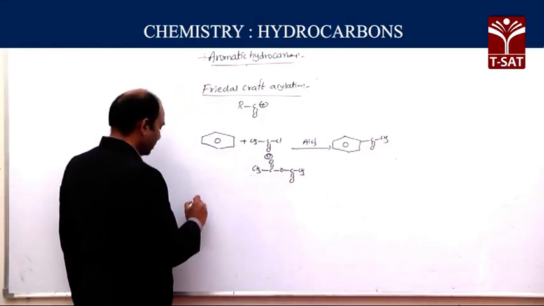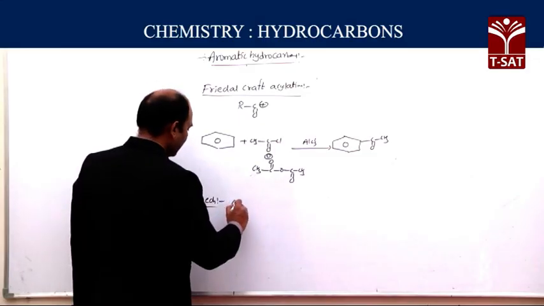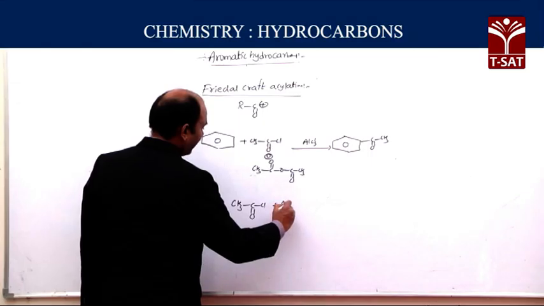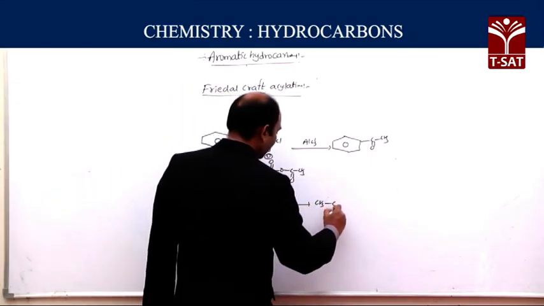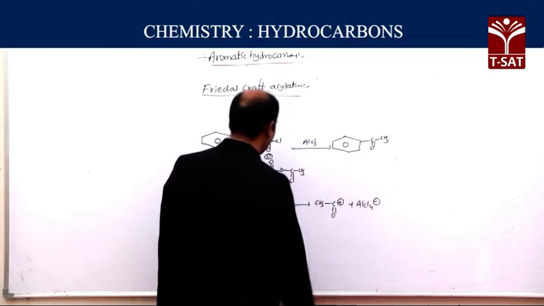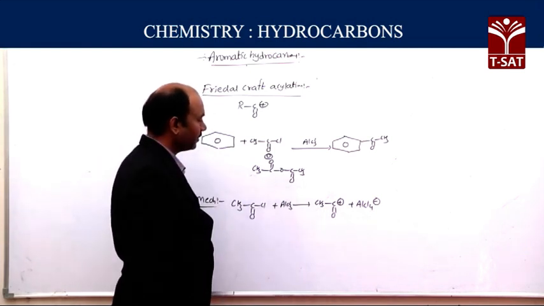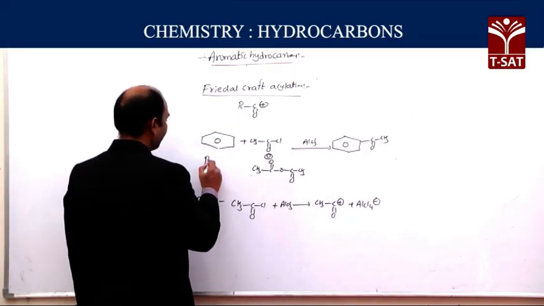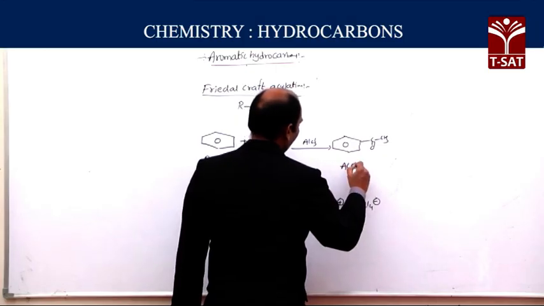Here again, let us discuss the mechanism. CH3 C double bond O Cl plus AlCl3. So we get CH3 C double bond O plus and AlCl4 minus. This one also gives the acyl carbocation. With benzene, we get acetophenone.